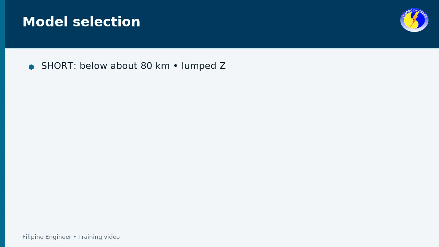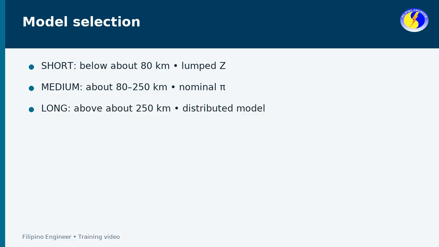A common 50 Hz convention classifies short lines below roughly 80 kilometers, medium lines from roughly 80 to 250 kilometers, and long lines above roughly 250 kilometers. A short model keeps total series impedance and neglects shunt admittance. A medium model uses the nominal pi. A long model uses continuously distributed parameters. Required accuracy and gamma times length remain the deciding criteria.